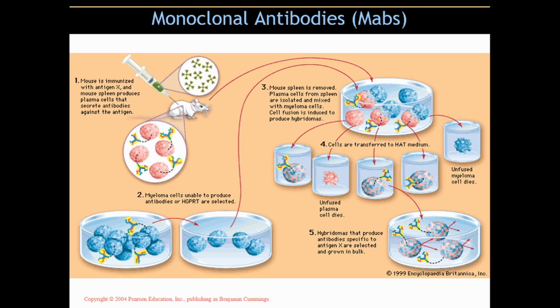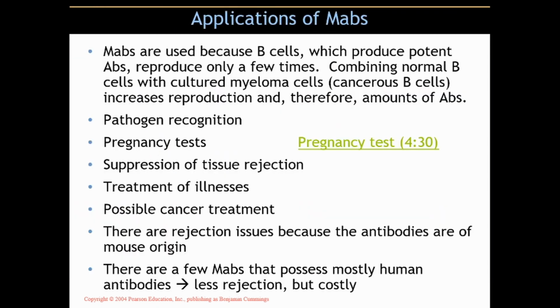The unfused plasma cell dies, the unfused myeloma cell dies, and the hybridomas are selected, and then they are grown in bulk, and we get loads of them. And loads of hybridomas are going to produce loads of antibodies. And again, these are abbreviated MABs, or monoclonal antibodies. So how do we apply them? What's the use of a MAB?